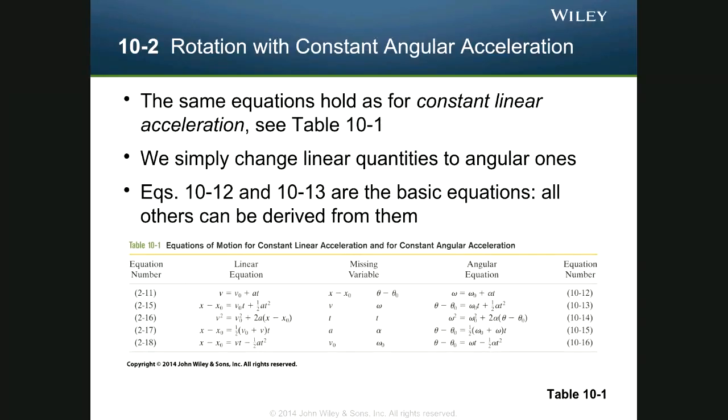So we have now moved on to rotation, and we get an introduction to our rotational variables. You'll remember last time we introduced our new variables: theta, omega, and alpha. These are angular position, angular velocity, and angular acceleration.